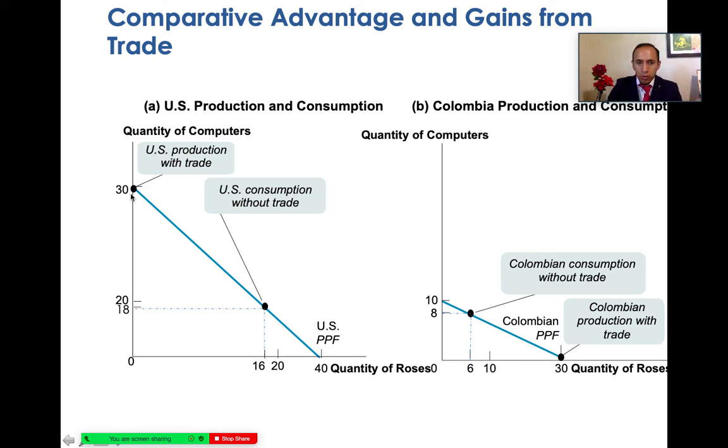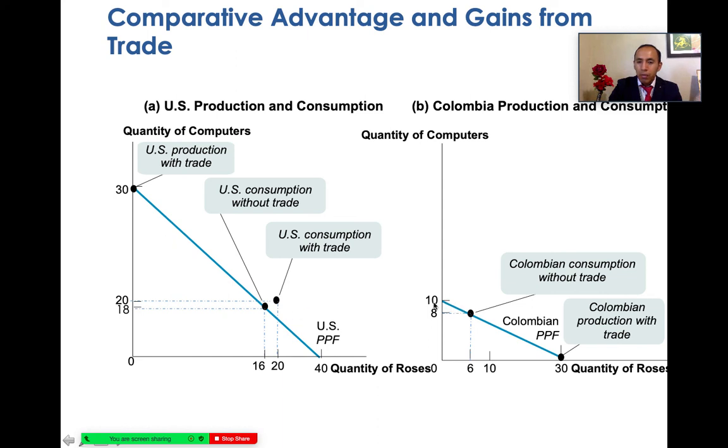The US produces 30 computers, full specialization. Colombia specializes in roses and no computers. Engaged in trade, the US keeps 20 computers, trades the remaining 10 out of the 30 to Colombia, and Colombia produces 30 roses, keeps 10 out of those 30 roses for itself, and trades the remaining 20 to the US. When you open an economy for trade and specialization, the US with trade consumes 20 computers, which is more than 18, and 20 roses, which is more than 16, what they were producing on their own.